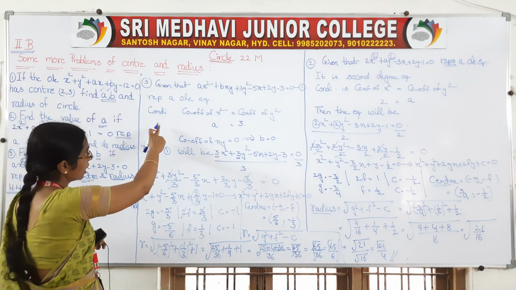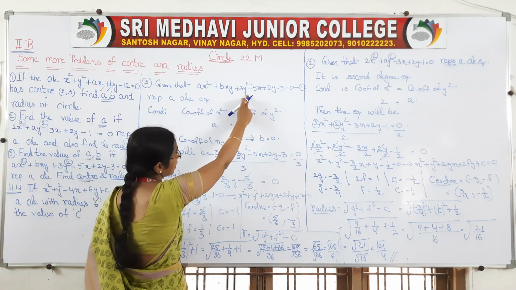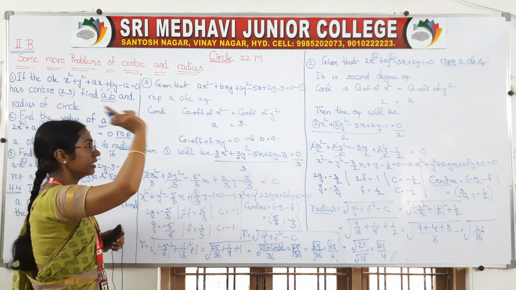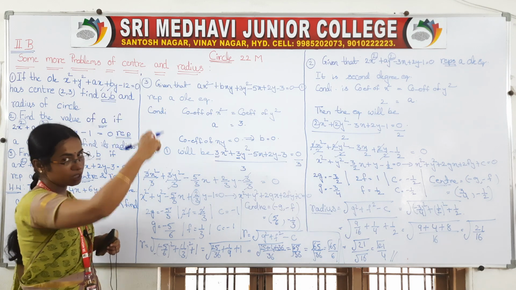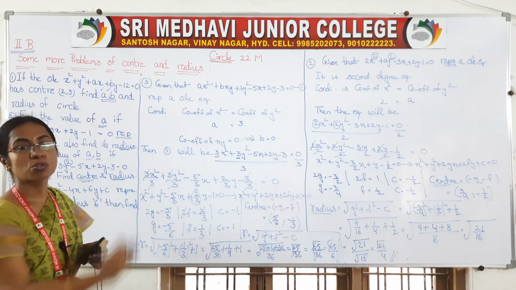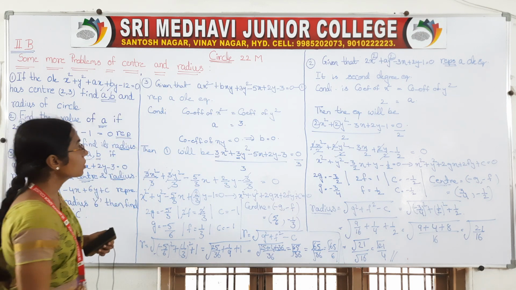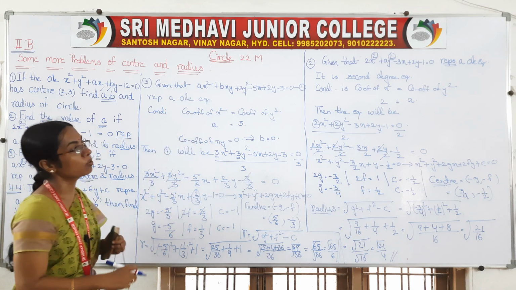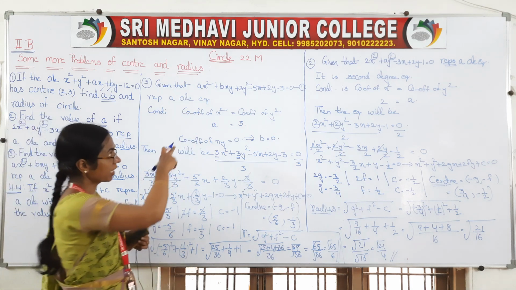And the third question also, again it is a second degree equation. Whenever it is a second degree equation, if it represents a circle, then it has to satisfy two conditions. Actually there I have taken only one condition. Here you have taken two conditions.